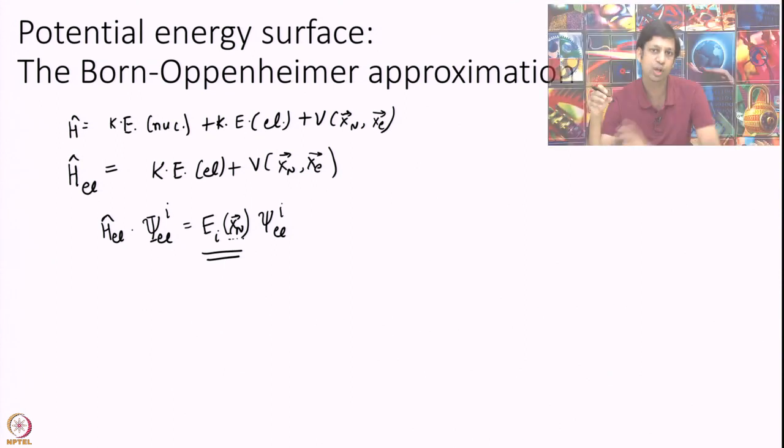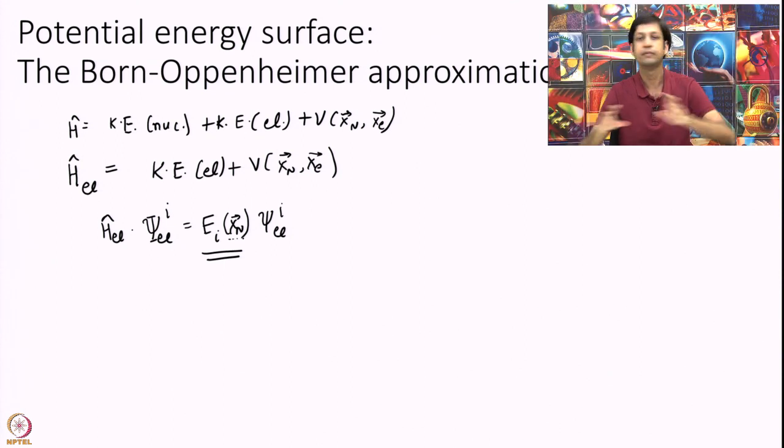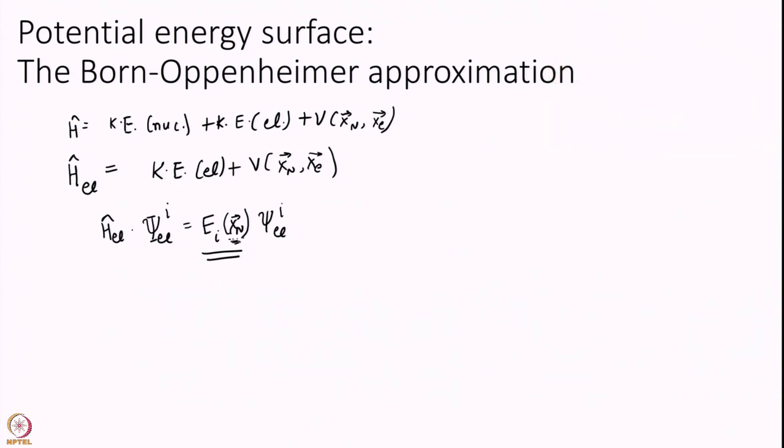So, if you had water, I would have clamped oxygen and the two hydrogens, whatever is the molecule. I have looked at all the nuclei, fixed their positions and solved H psi equal to E psi. I get some energy. Now, for a different nuclear configuration, I will get a different energy. Okay. So, this E_I depends on X_N. Okay. But this is only the H electronic part.